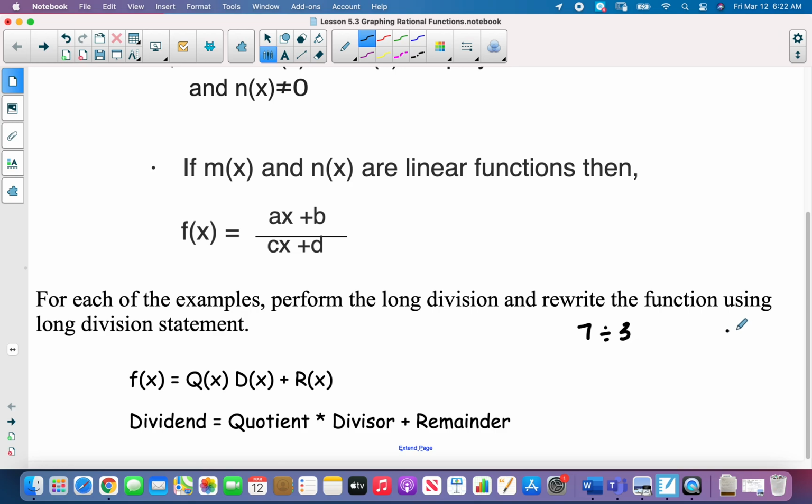by 3, so you do 7 divided by 3, 3 twos are 6, 7 minus 6 is 1. So you would say that the 7, this is the dividend, 3 is the divisor, 2 is the quotient, and 1 is the remainder. So we would say 7 is equal to 2, which is the quotient, times the 3, which is the divisor, plus the remainder, which is 1. So 2 times 3 is 6, plus 1 is 7. So that's what this means. We're going to use that same relationship and write down the function using that relationship.